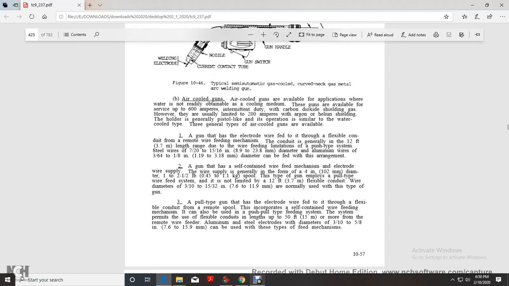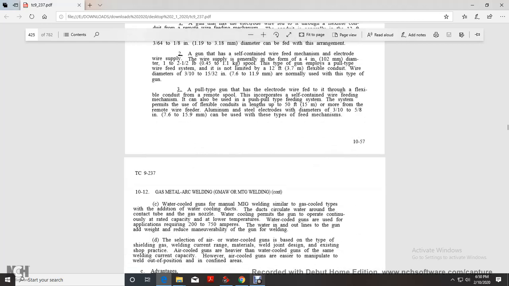Three, a pull-type gun that has electric wire feed with a flexible conduit with a remote spool, incorporated with self-contained wire feeding mechanisms, that can also be used with the push-pull type feeding system. The system permits the use of flexible conduit for lengths up to 50 feet or more from the remote wire feeder. Aluminum and steel electrodes with diameters of 3/10 to 5/8 of an inch can be used with these types of feed mechanisms.